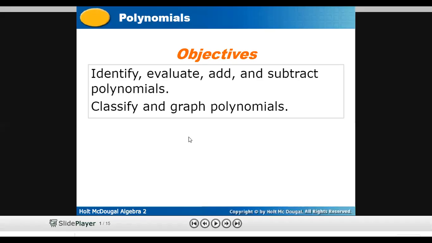Presentations: this presentation is in our SMS folder, term 3, grade 9, chapter 7. You will find the PowerPoint, and also you can watch our video about this session, inshallah. Then the polynomials: our objective today is to identify, evaluate, add and subtract polynomials, and also classify and graph polynomials. So this is the objective which we are looking for in this lesson.